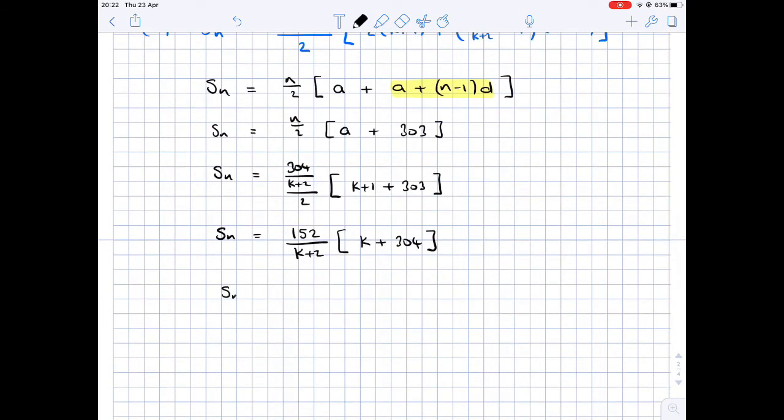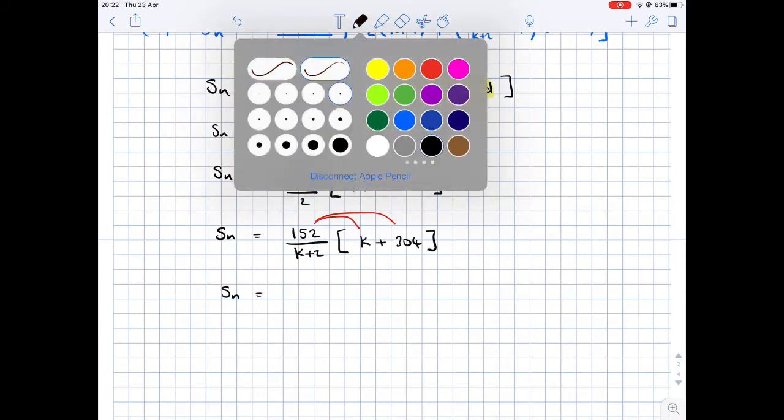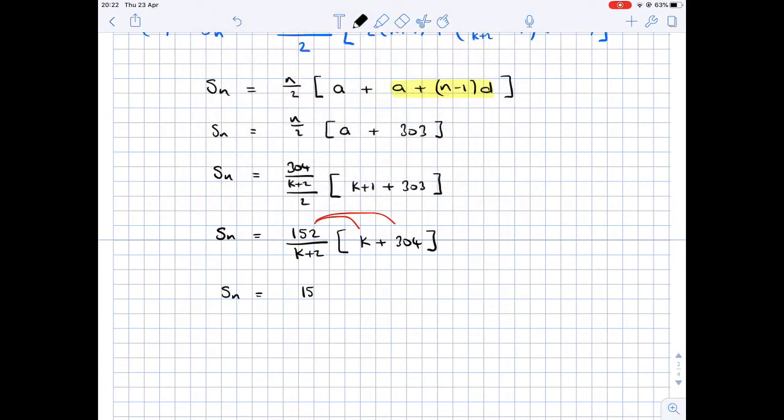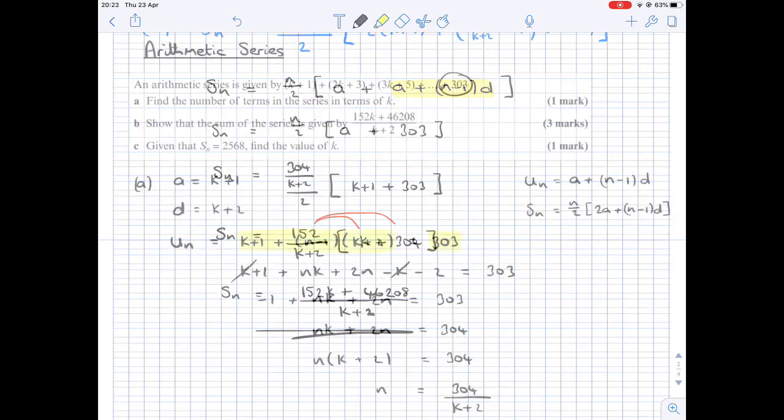Now, it is relatively straightforward just to multiply this out, which gives us 152k plus 46,208 all over k plus 2, which is what we were looking for.